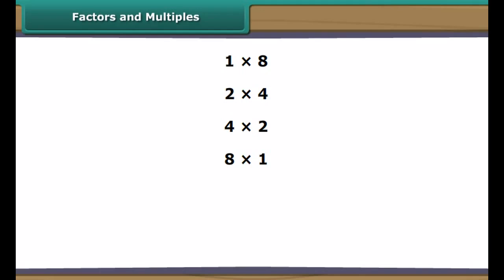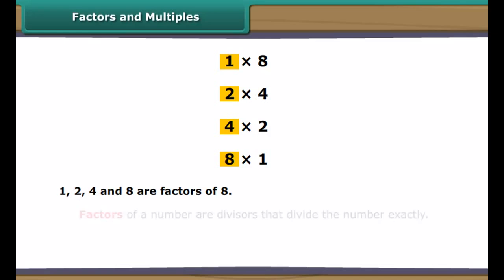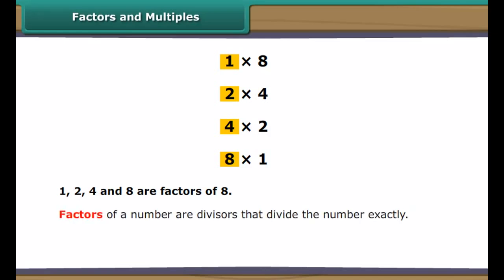Let us express these patterns numerically as 1 into 8, 2 into 4, 4 into 2, 8 into 1. The numbers on the left refer to the rows and the numbers on the right refer to the rose plants in each row. The numbers 1, 2, 4 and 8 divide 8 exactly and leave no remainder. Therefore, they are factors of 8. Factors of a number are divisors that divide the number exactly.